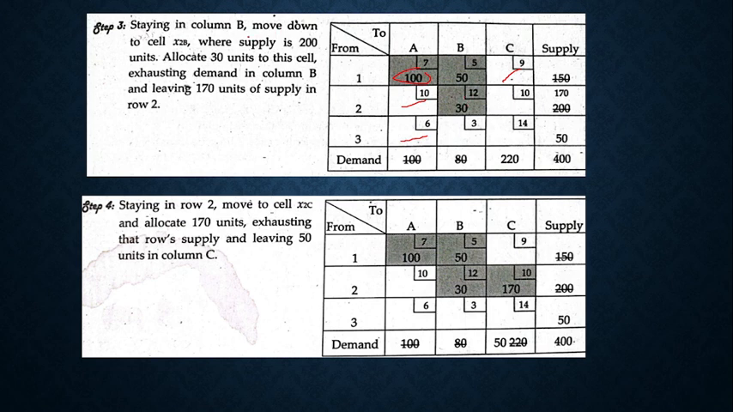Stay in column B. Move down to cell X sub 2B where supply is 200. Di ba yung supply ni warehouse 2, meron silang 200. Okay? 200 units of desktop. Di ba? Sige. And the demand of the company B is 30. Meron pang remaining na 30. So, that is why 200 minus 30, di ba? Allocate 30 units. So, allocate natin yung 30 units na desktop dun sa company B. So, 200 minus 30 is equal to 170.